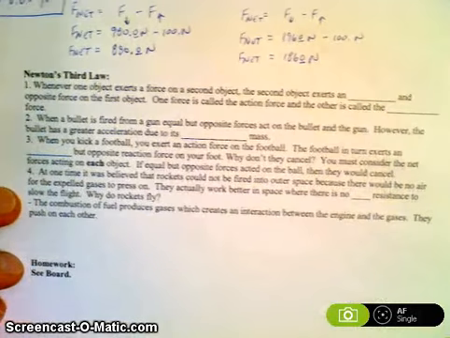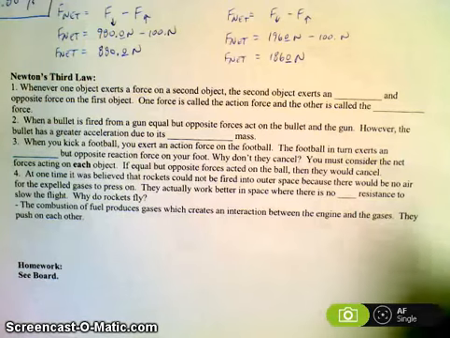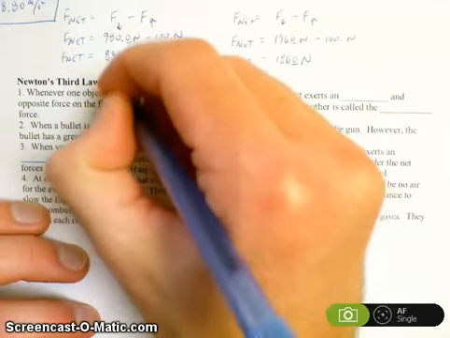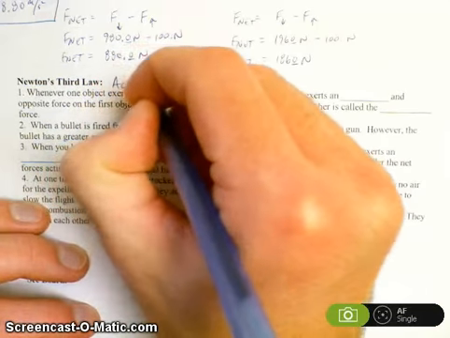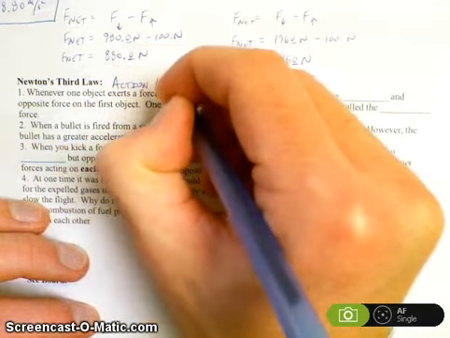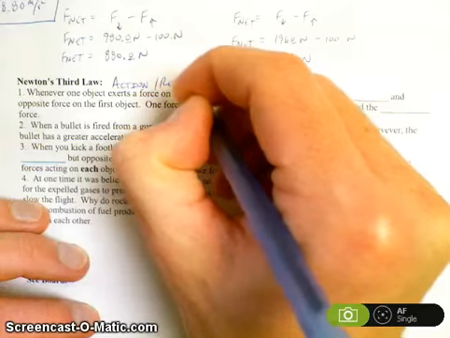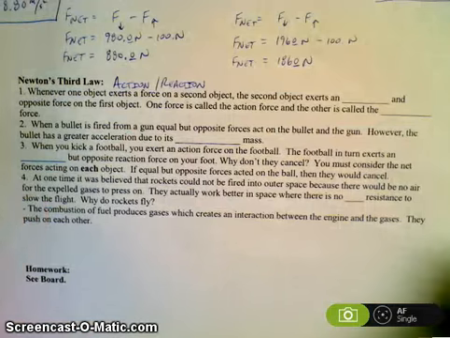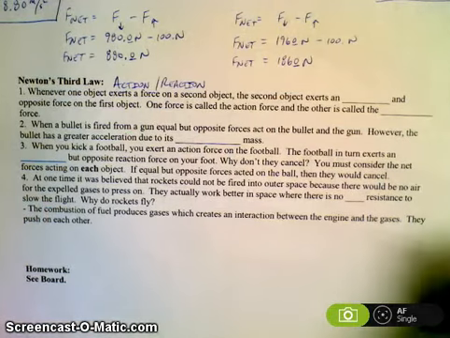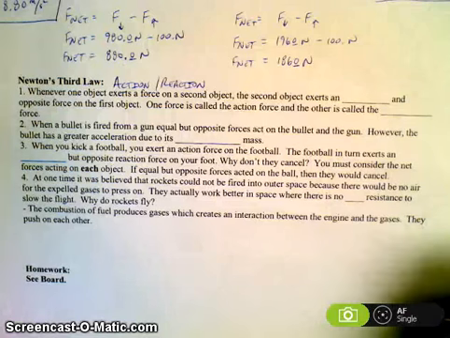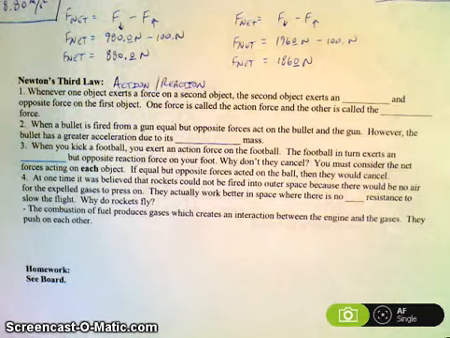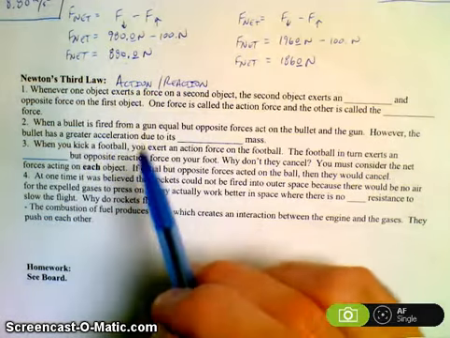Let's look at Newton's third law, the final law of the three. And this is known as the action-reaction. So if you want to put that right there, action-reaction. So Newton's first law is the law of inertia. Newton's second law is dealing with force and acceleration. And then Newton's third law is dealing with action-reaction forces.